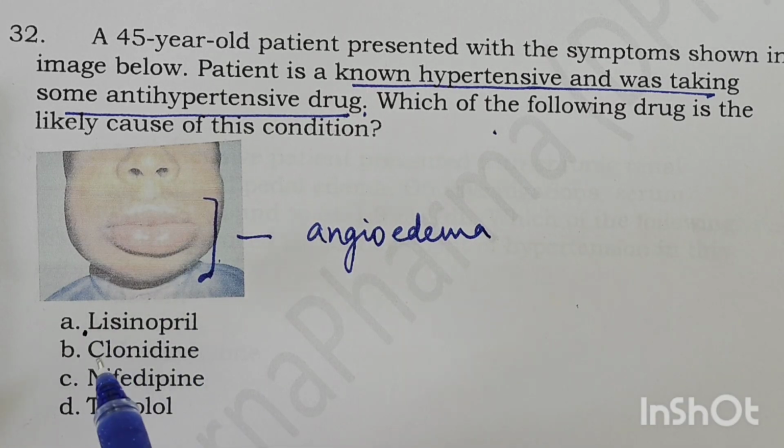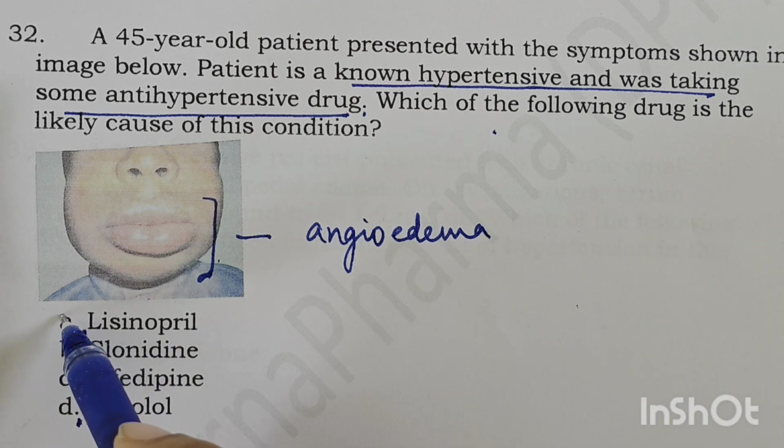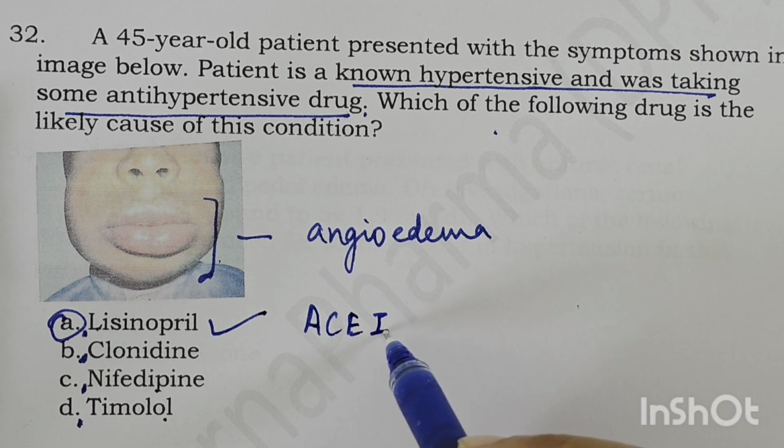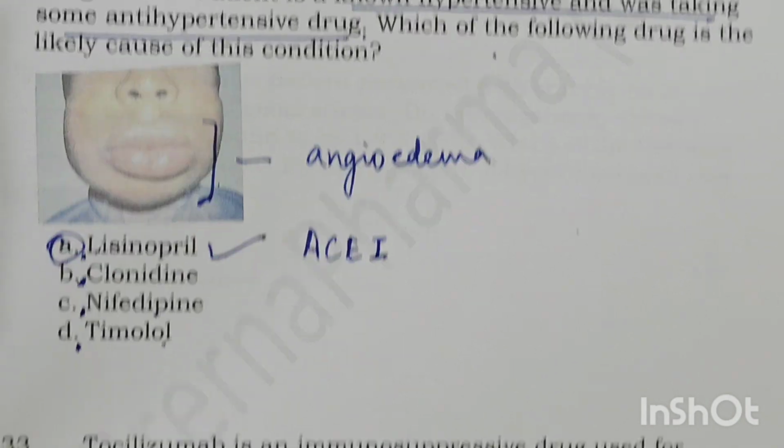Now, out of the given options, lisinopril, clonidine, nifedipine and timolol, the drug which causes angioedema is lisinopril. Clonidine, nifedipine, timolol, they do not cause it. Lisinopril, which is an ACE inhibitor, has a tendency to cause this side effect. So the correct answer is lisinopril.